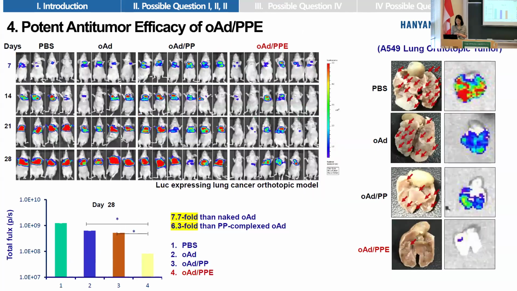We have also conducted an anti-tumor efficacy test of oncolytic adenovirus with PPE. As you can see here, the oncolytic virus complex with the PPE shows the most potent anti-tumor efficacy. On day 28, it shows 77-fold higher or 6.3-fold higher anti-tumor efficacy than the naked adenovirus or the PP complex adenovirus.